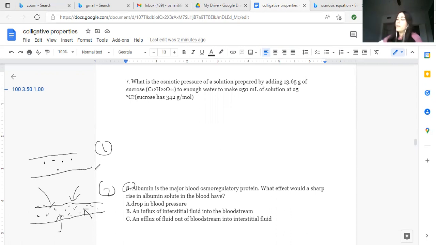Okay, so in that case, which one of these would be the answer? What effect would it have? A drop in blood pressure? No, because there's more fluid inside the vessel, so that would make pressure go up inside the vessel.